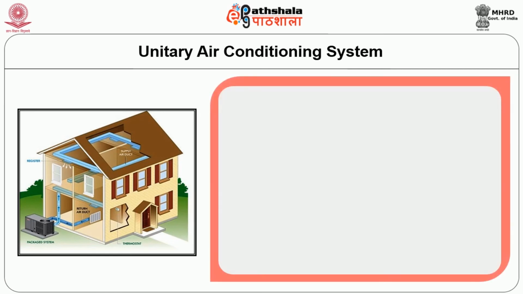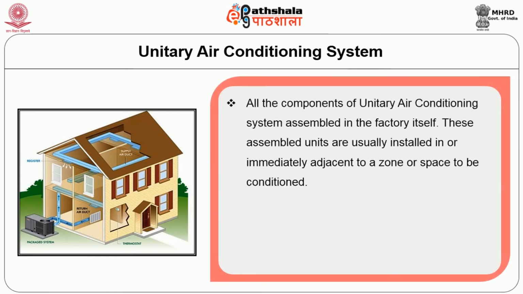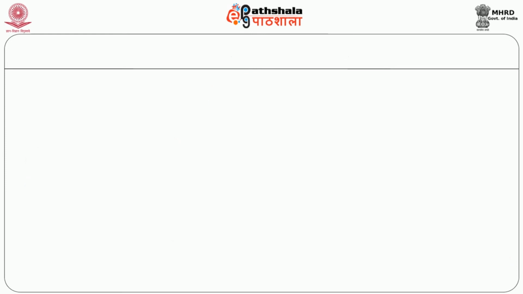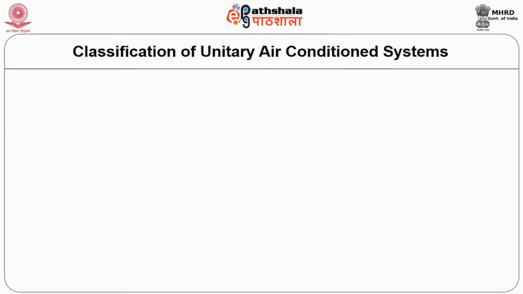Unitary air conditioning system. All the components of the unitary air conditioning system are assembled in the factory itself. These assembled units are usually installed in or immediately adjacent to the zone or space to be conditioned. It is commonly preferred for 15 tons capacity or above or around 200 meter cube per minute of airflow. Recently, even 100 tons capacity units are also manufactured. The classification of unitary air conditioning system.